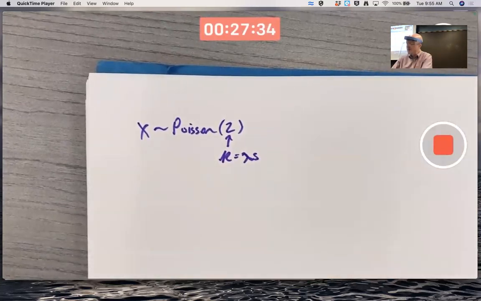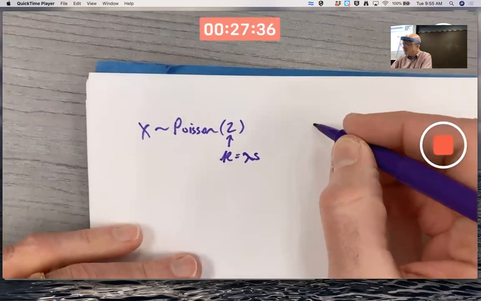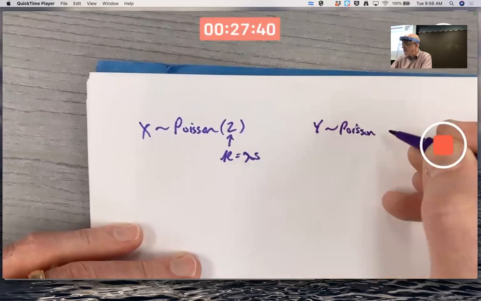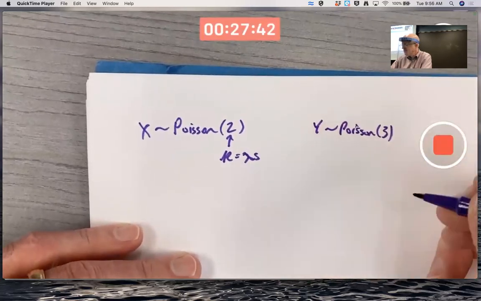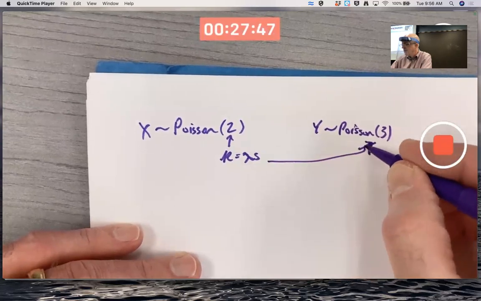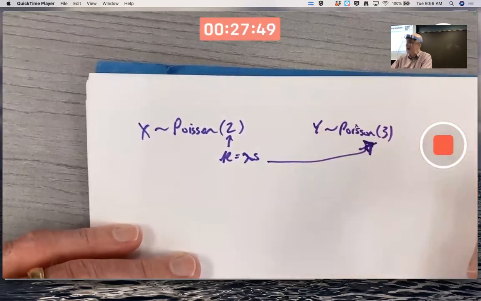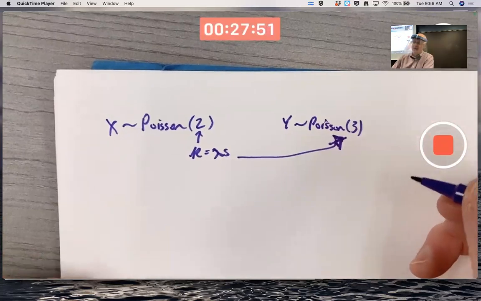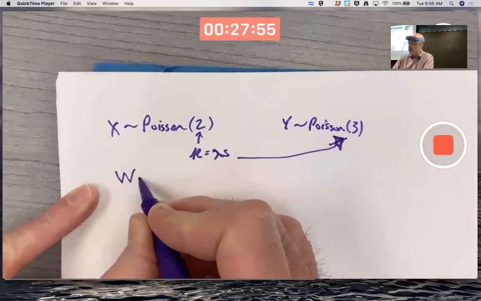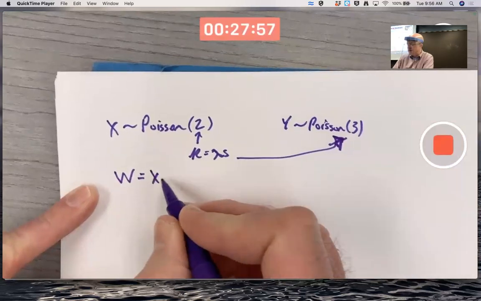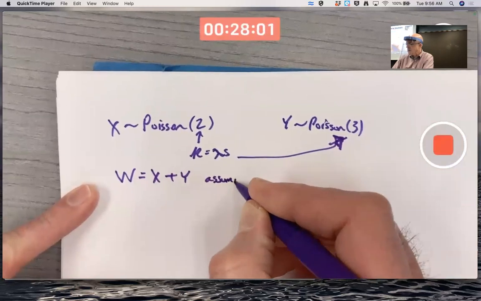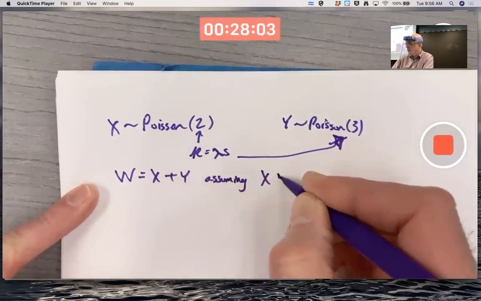Okay, don't worry about it. That's just a reminder. And let's say Y is Poisson of mean 3. That's also K for that random variable. And it's probably more sensible to call it S, but I'm going to go ahead and call it W again. Let W be the sum of X and Y. And we'll make our usual assumption that X and Y are independent.